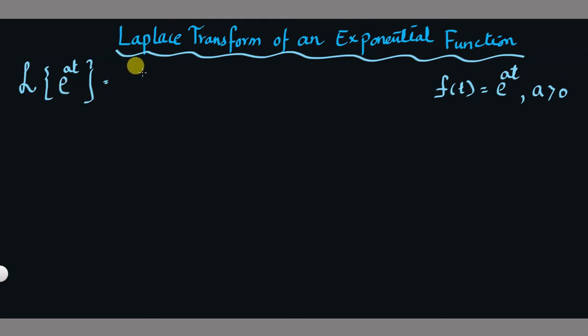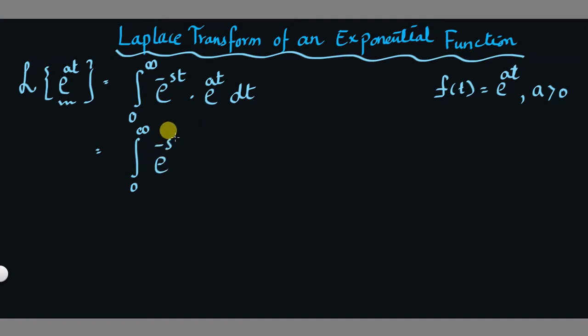And what was the definition of Laplace transform? 0 to infinity e raised to the power minus st into the function given over here, e raised to the power at, dt. So it's very simple, because these two functions have the same base, so powers will be added, so it will become e raised to the power minus st plus at, dt.